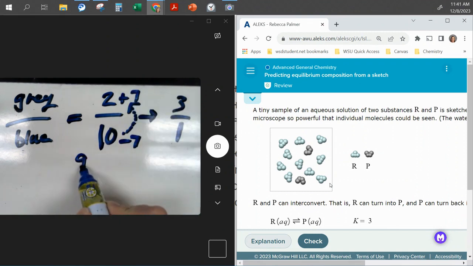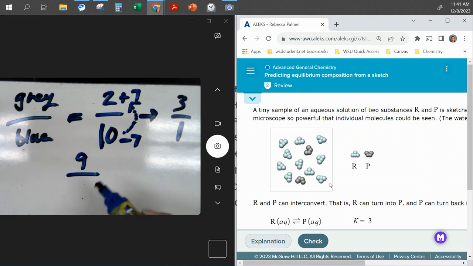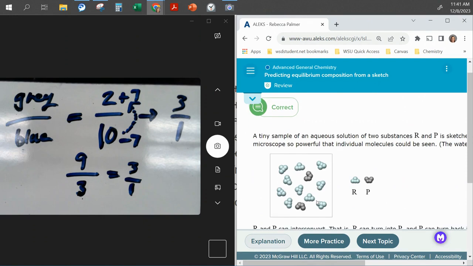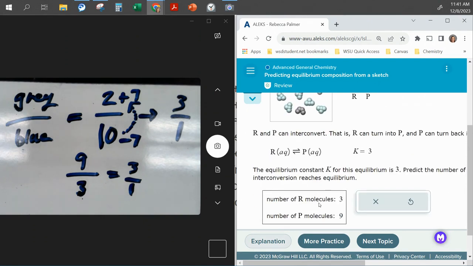So we've got 9 over 3. That will give us this ratio again. Okay, all right. So then our reactants, we have 3 of those and 9 products. Okay. All right, so those are our 3 topics that we need to finish.